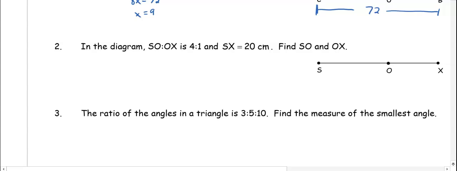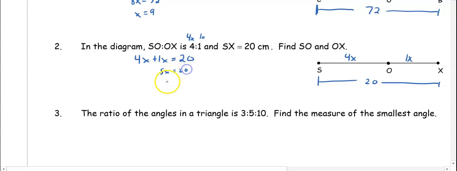In number 2 in the diagram, SO to OX is 4 to 1. So that means 4x to 1. And SX is 20 centimeters. So we have 4x and 1x. So we would have 4x plus 1x equals 20. 5x equals 20. So when we divide, x is 4. Once we know x is 4, we can substitute. So 4 times 4 is 16, and 1 times 4 is 4.